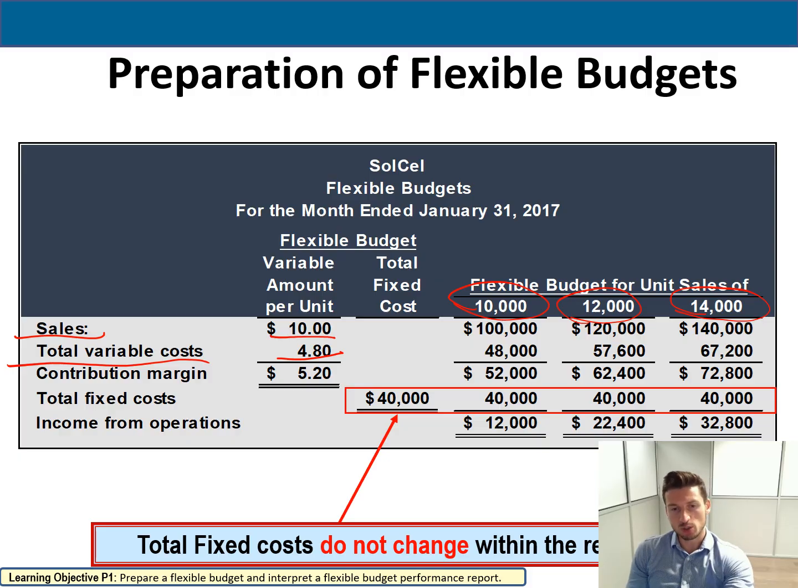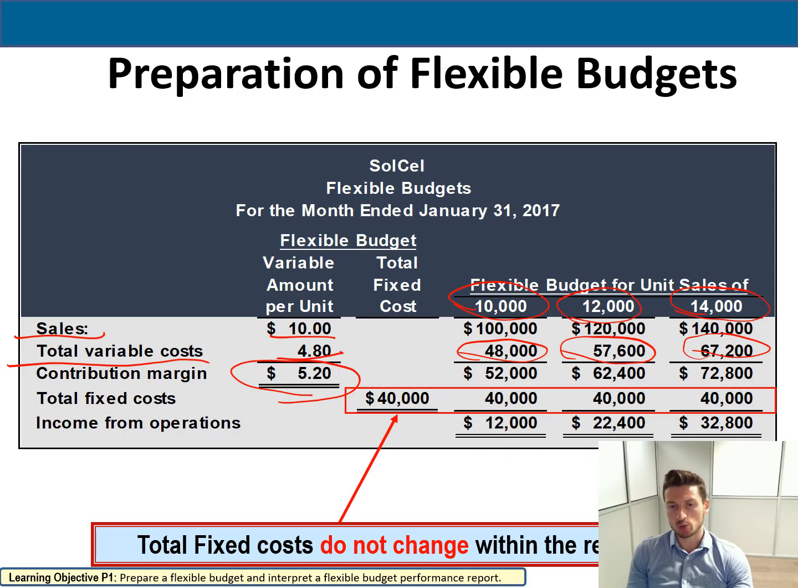Okay, and we have a contribution margin also, which is 5.20, which is the difference between sales price and the variable cost. So how do I calculate these numbers, 48,000, 57,600, and 67,200? Simply I multiply 10,000 by 4.80, 12,000 by 4.80, and 14,000 by 4.80.